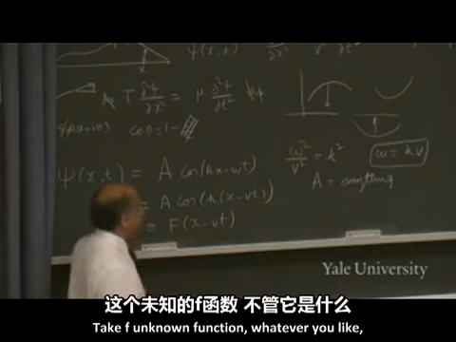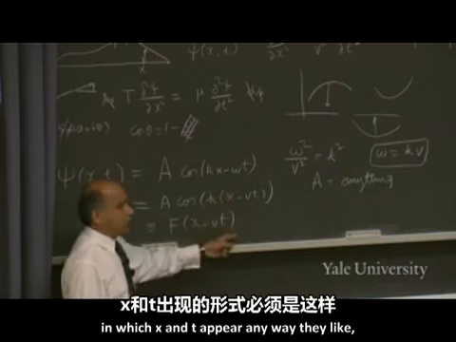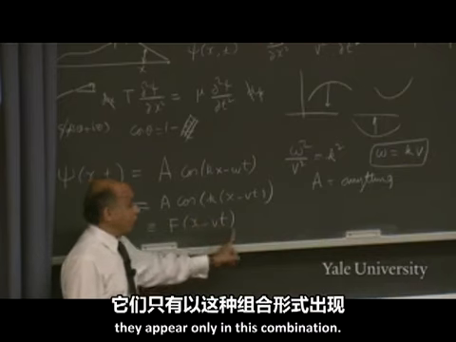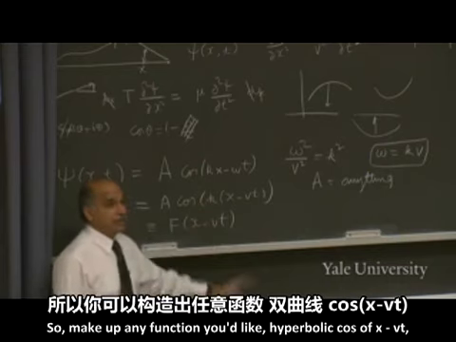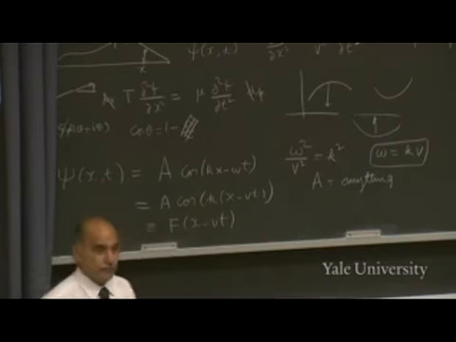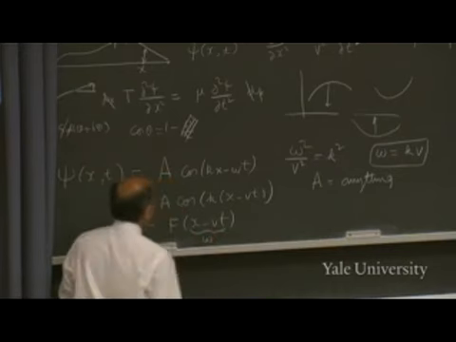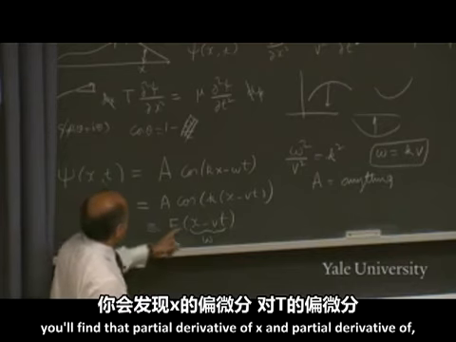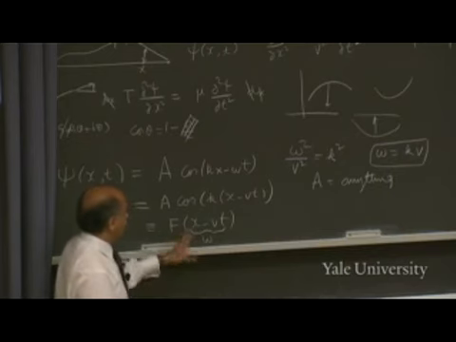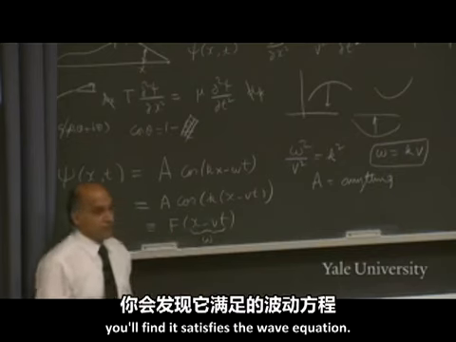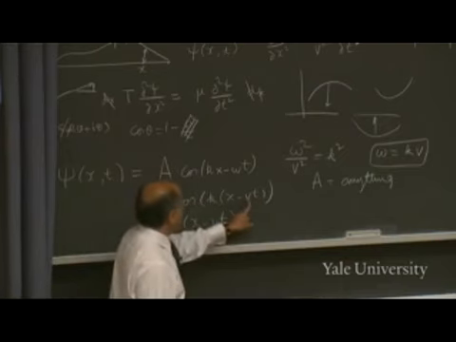Take f, an unknown function, whatever you like, but it's not an arbitrary function in which x and t appear any way they like. They appear only in this combination. So make up any function you like. Hyperbolic cosh of x minus vt, that's a solution to the wave equation. Why? Because if you start taking derivatives, if you call this variable w, you will find that the partial derivatives with respect to x and t are all connected to derivatives of w, and then if you do the chain rule, you will find this satisfies the wave equation. Then I tried to convince you that because of that, v is actually the velocity of the wave.